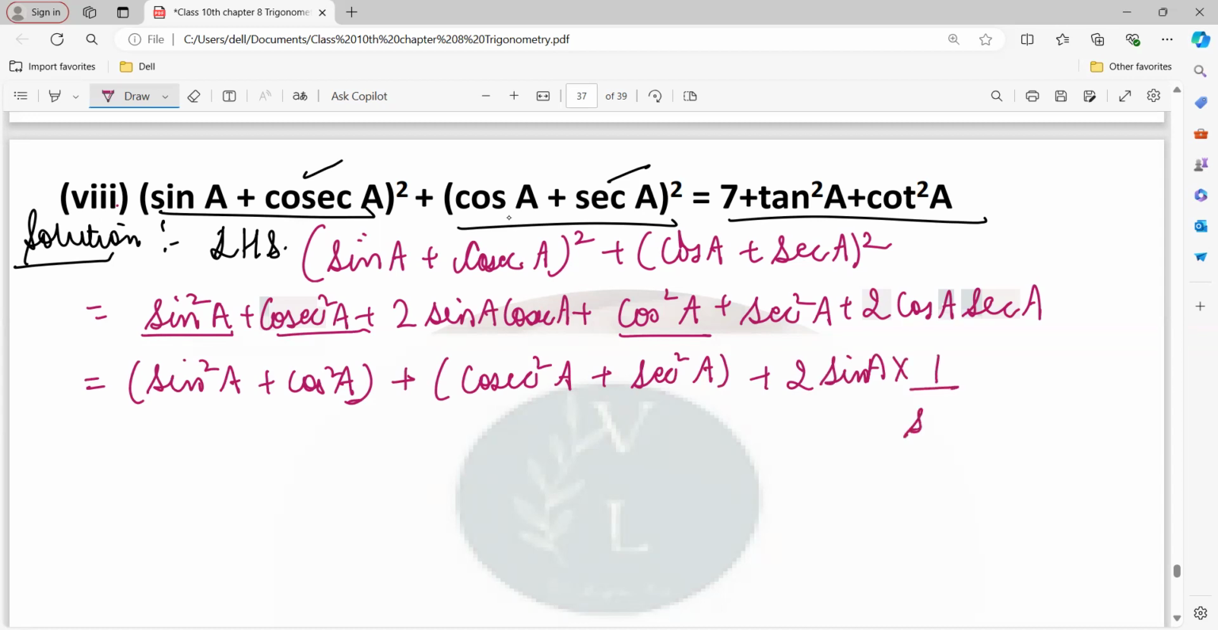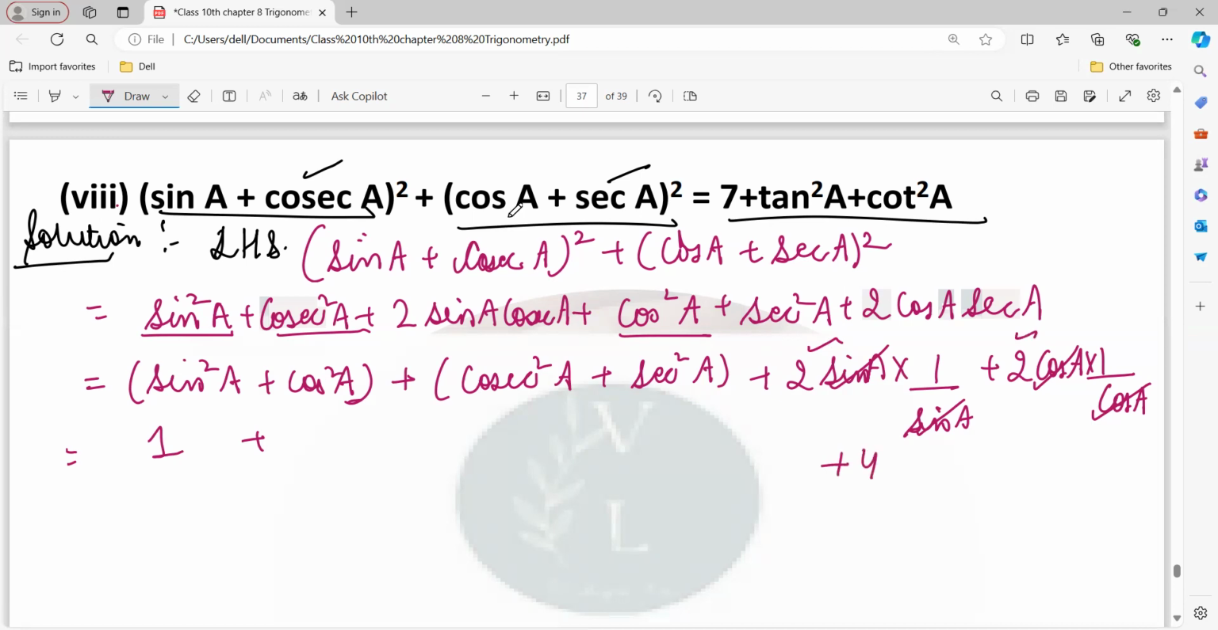Cosecant A can be written as 1 upon sin A, and here plus 2 cos A into secant A. This secant A can be written as 1 upon cos A, right? So this cos and cos will get cancelled, sine and sine will get cancelled. So we have sine square theta plus cos square theta, which is 1, plus cosecant square theta plus secant square theta. So we will substitute a value here, and this 2 plus 2 will become 4.